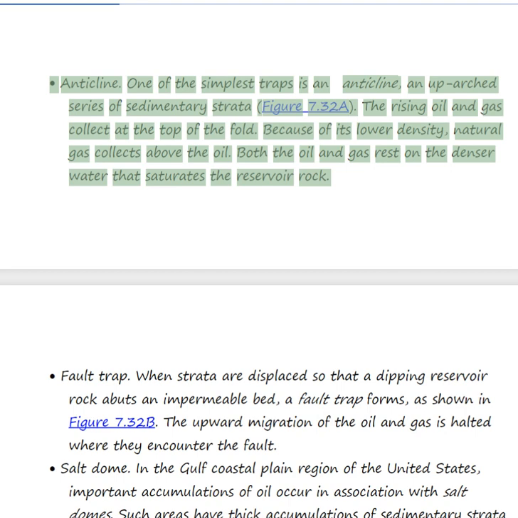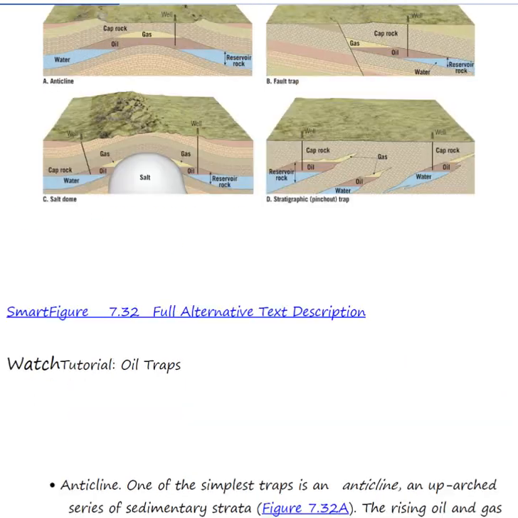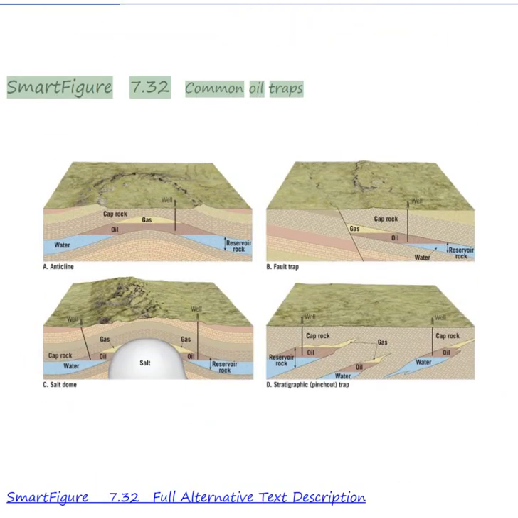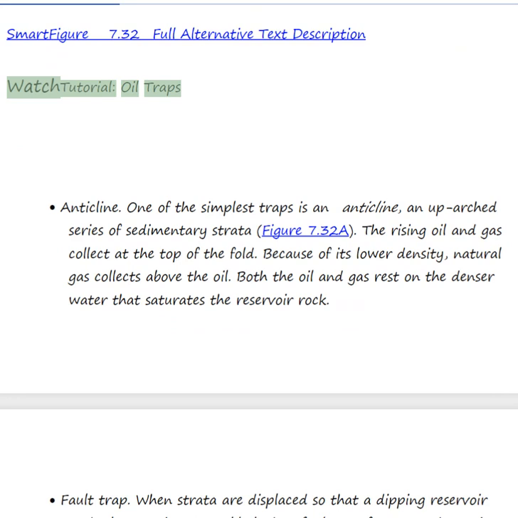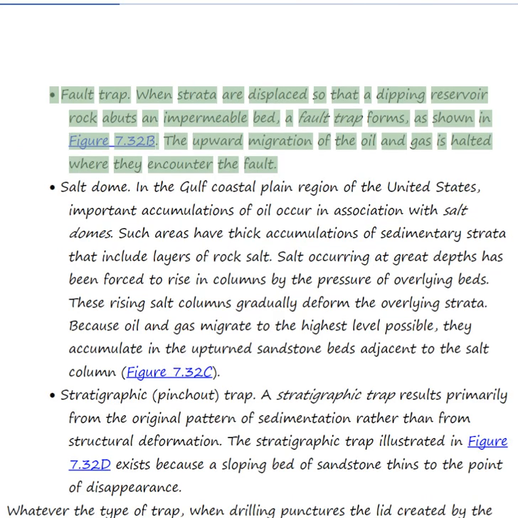Anticline. One of the simplest traps is an anticline, an uparched series of sedimentary strata. The rising oil and gas collect at the top of the fold. Because of its lower density, natural gas collects above the oil. Both the oil and gas rest on the denser water that saturates the reservoir rock. Smart Figure 7.32 Common oil traps. Watch tutorial, Oil traps.